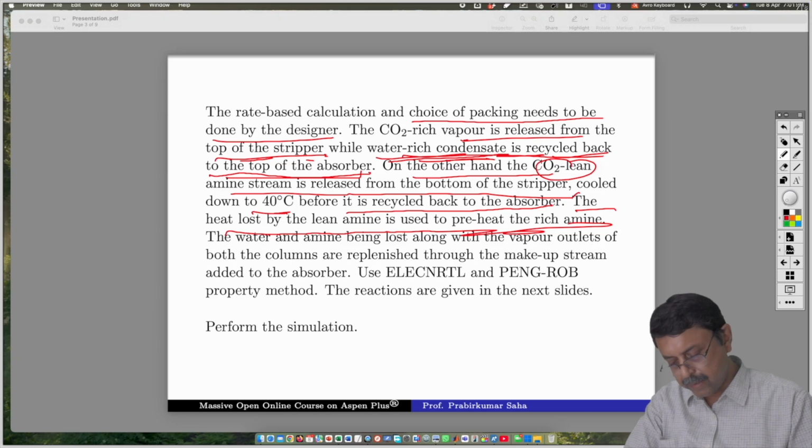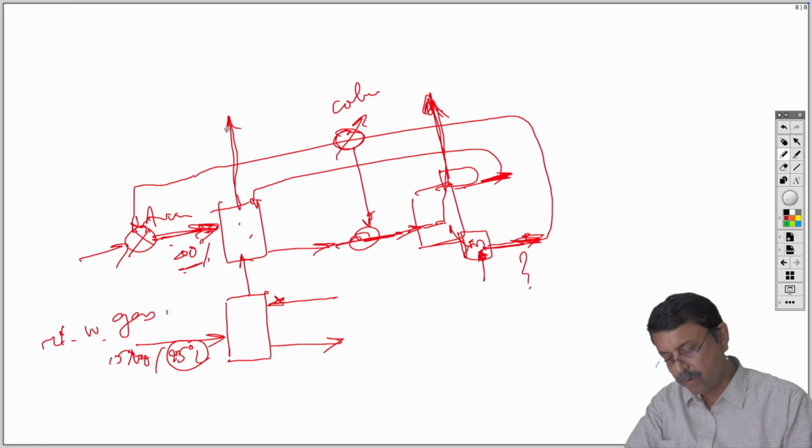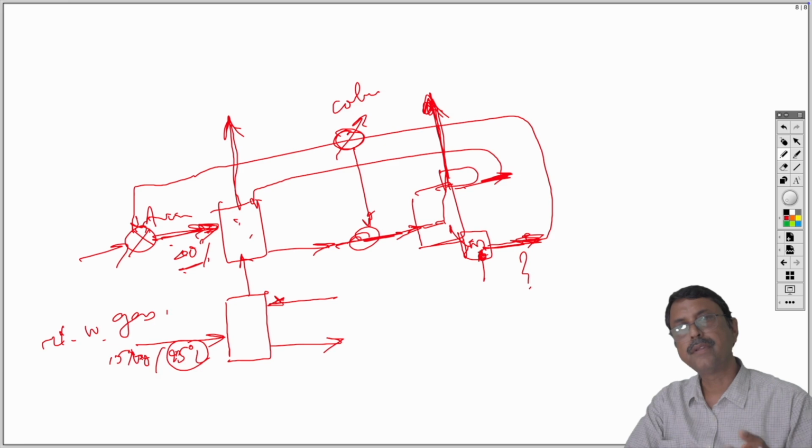Then what it says: the water and amine being lost along the vapor outlets of both the columns are replenished through the makeup stream added to the absorber. So what are the outlets of the process? One is this gas outlet from the absorber and the CO2 outlet from the stripper. So these are the only two outlets, and both of them are gaseous outlets. They are released from the system. There is no other outlet. All the streams we have recycled. Okay, so these are the only two outlets.